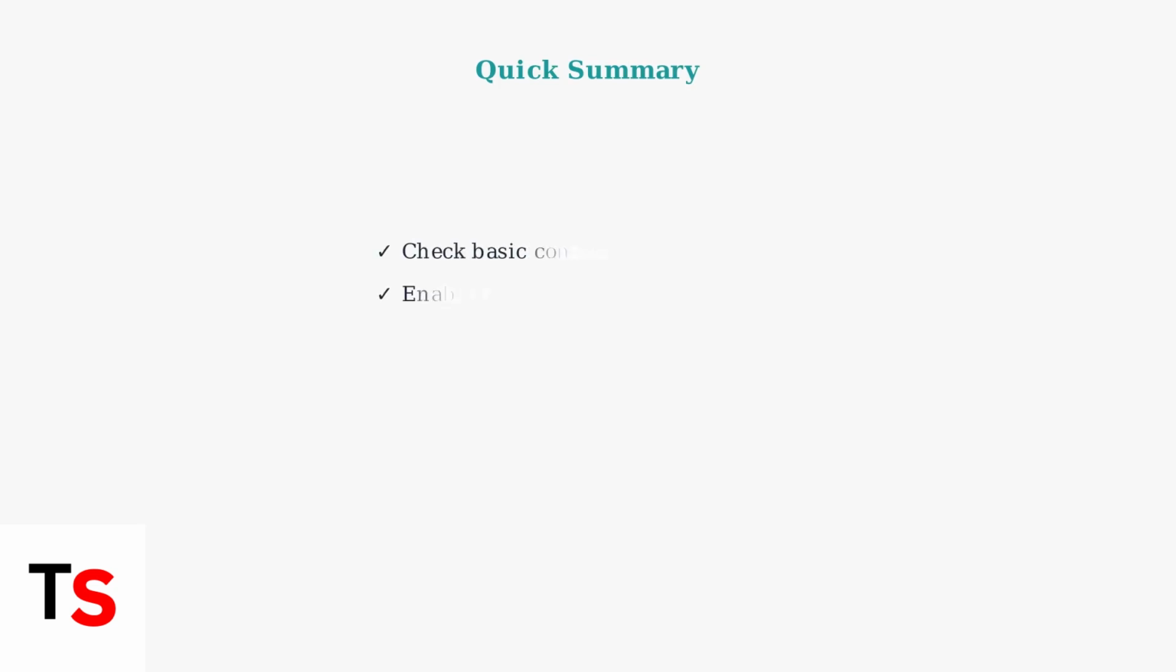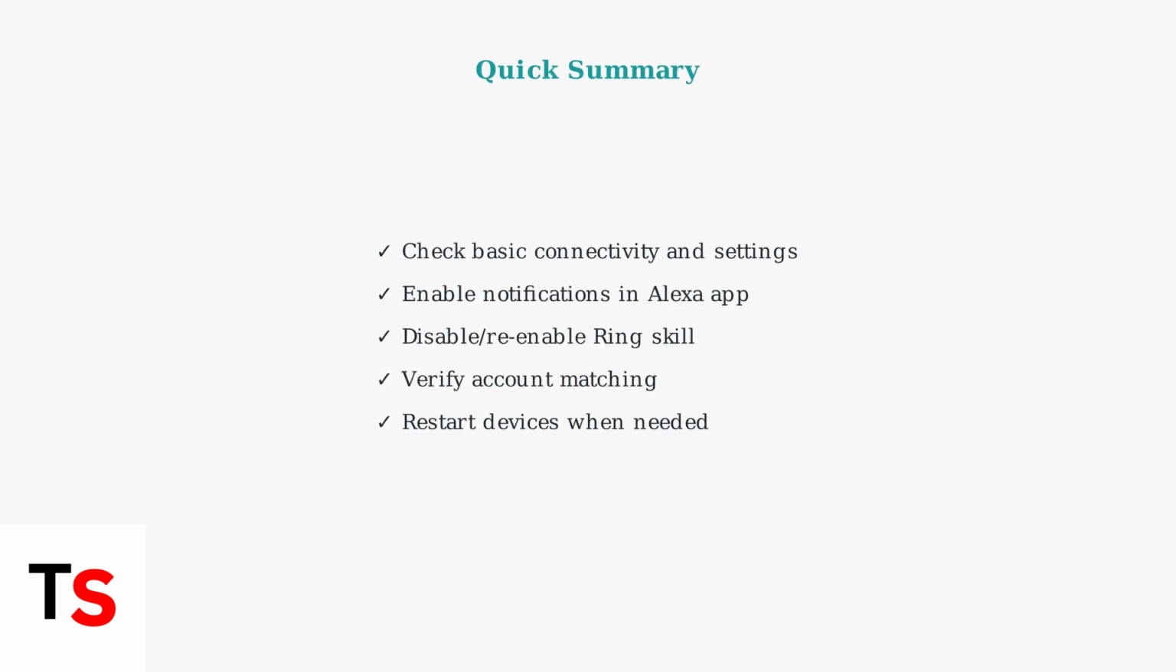These troubleshooting steps resolve most Ring doorbell notification issues with Alexa. Start with basic checks. Configure your Alexa app settings properly. Manage the Ring skill. Verify your accounts match and restart devices if necessary.